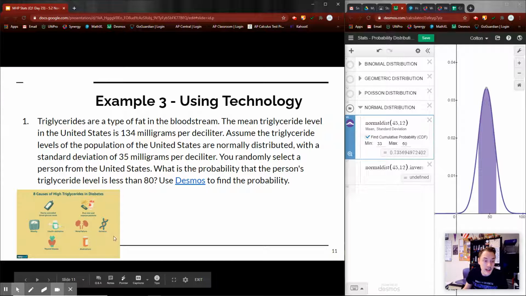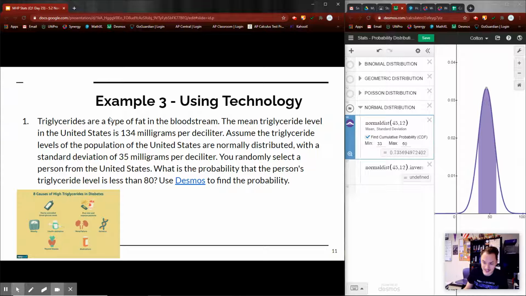Okay? Triglycerides, I think that's how you pronounce it. Triglycerides are a type of fat in the bloodstream. The mean triglyceride level in the United States is 134 milligrams per deciliter. Assume the triglyceride levels of the population of the United States are normally distributed with a standard deviation of 35 milligrams per deciliter. So you randomly select a person from the United States. What is the probability that that person's triglyceride level is less than 80 milligrams per deciliter?